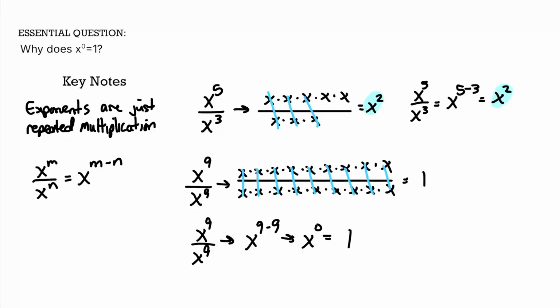In order to get a 0 power, that means you're subtracting the same exponent in the numerator and denominator. And if you have the same exponent in the numerator and denominator, you're dividing the same number. And remember, any number divided by itself also gives you 1.